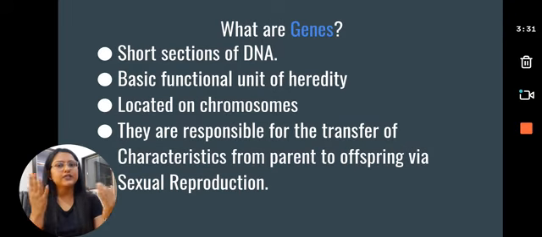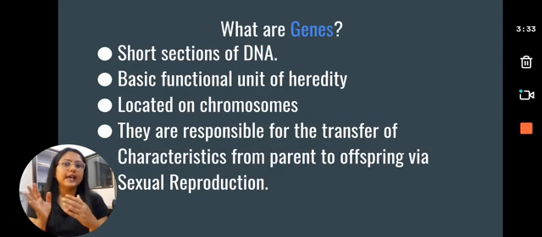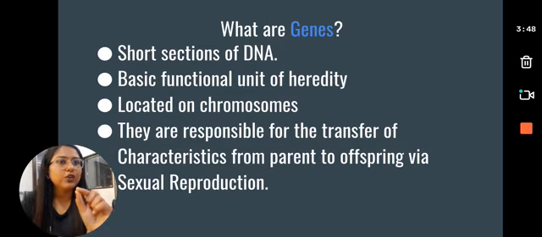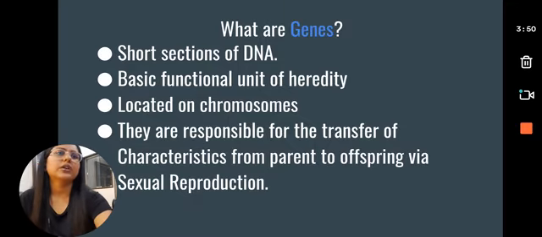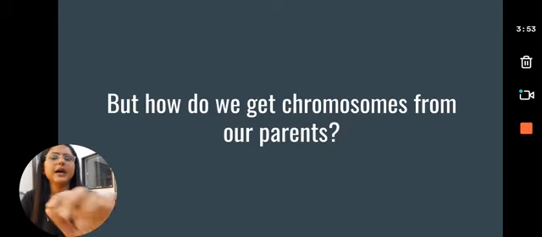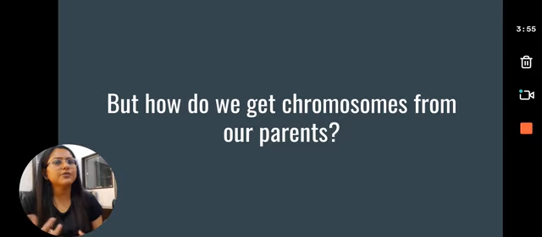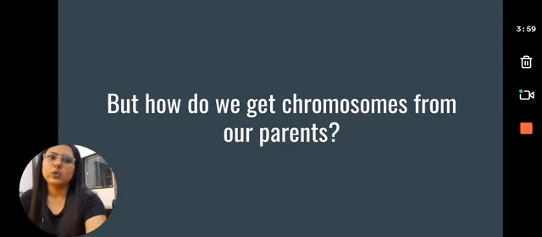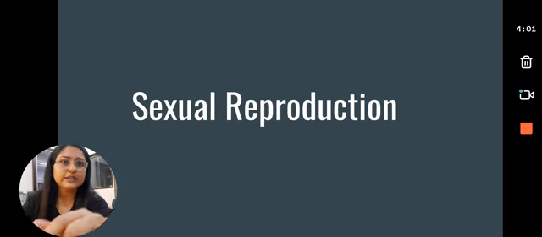The similarity which we have discussed in the example of son, mom and dad, like hair color, eye color and height, these characters were being transferred from parents to their offspring, and this was because of the genes present inside the chromosomes. So now the question comes to your mind: ma'am, how do we get the chromosomes from our parents? How do the chromosomes enter our body? The answer to this question is sexual reproduction.